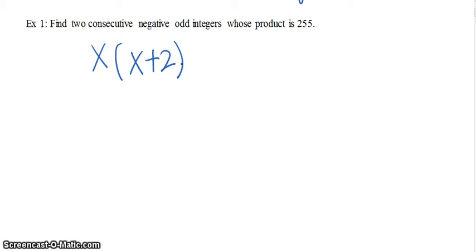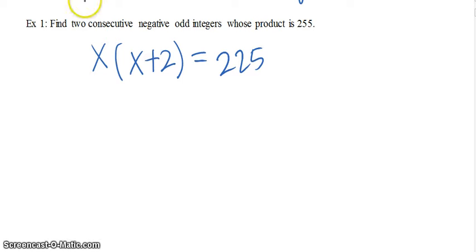Now you're probably thinking, Miss Robinson, it says negative. It does. We're not going to use that aspect of it until we get to solving and we get to our answer, because if we were to get two different answers and one of them's positive, can we use that one? No, because it says two consecutive negative odd integers. That's how we go back and check. Okay, so we know that this is going to equal 255. Hopefully by now you would know how to set up this problem, because we've used this stuff before.